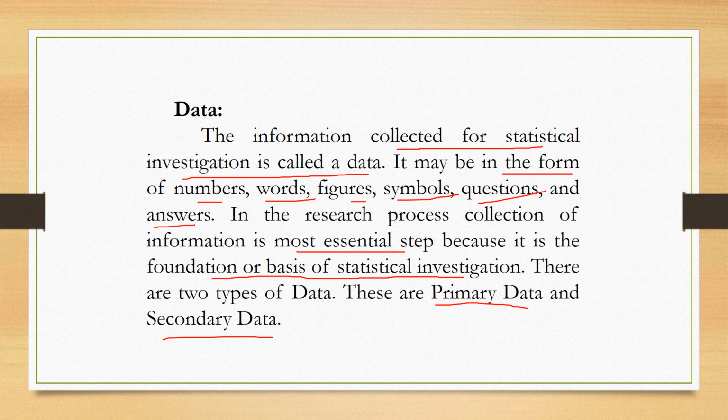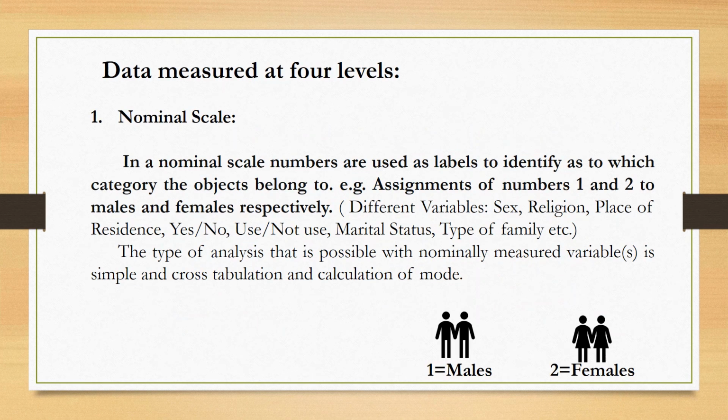However, this data is measured on different scales, which we discussed in brief at the beginning of this session. The data measurement types are four, or it may also be called data measured at four levels. The first level or first scale is the nominal scale.